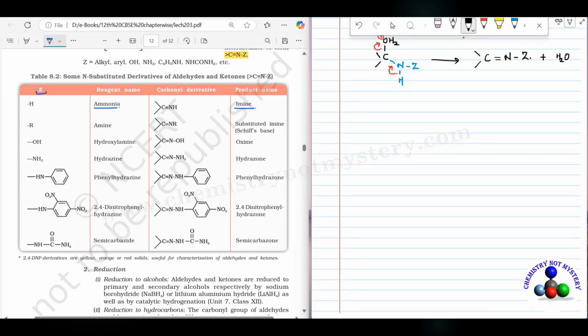You just have to remove water molecules. So this is the carbonyl carbon. When it reacts with H2N single bond Z. So here we have changed the value of Z. If the value of Z is equal to H, means you have to react the carbonyl carbon with H2NH.